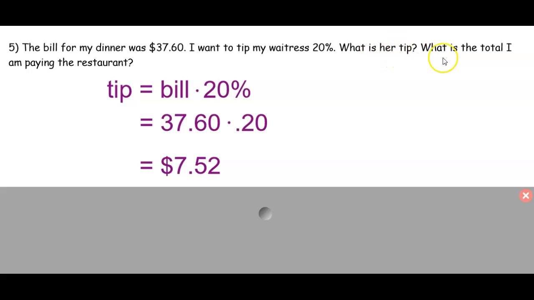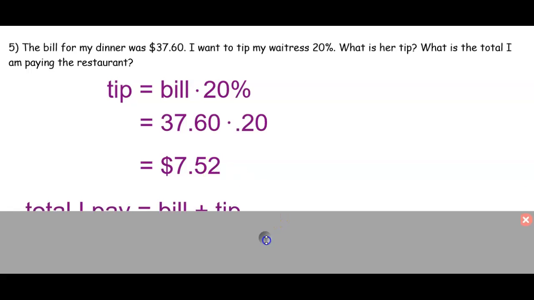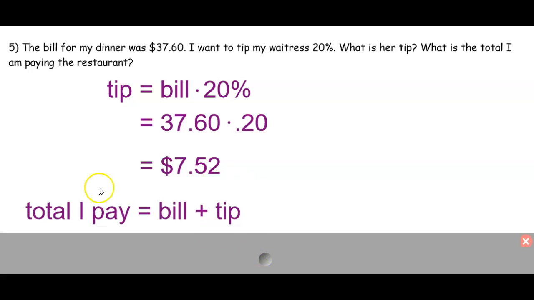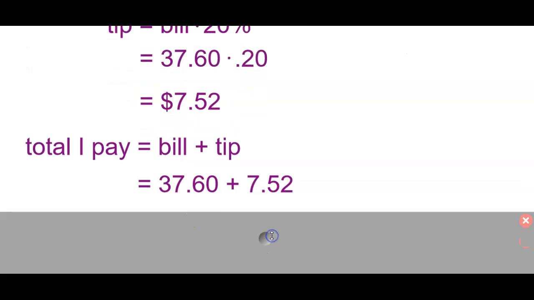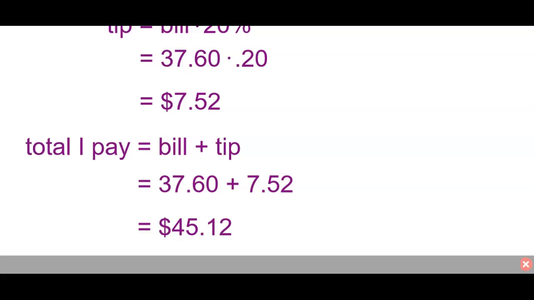That answers this question. But here it says what is the total that you're paying the restaurant? So what do you need to do with this tip to figure that out? Yep, add it together. Total I pay is my bill plus my tip, and I figured that out by adding them together. When I add them together, I get $45.12.